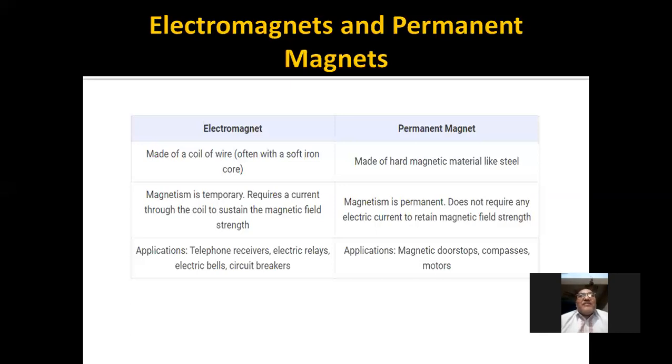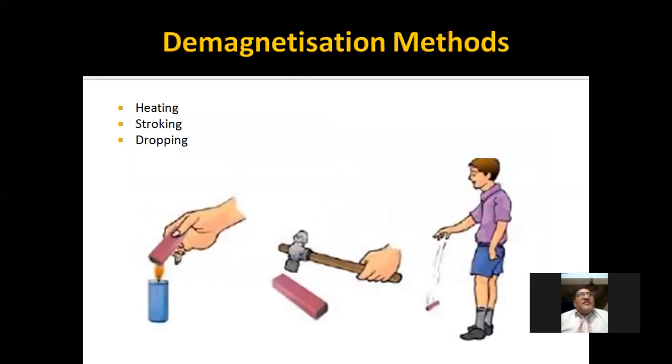The magnetic compass, which is used for navigation, also has permanent magnets. And those magnets which we use to put bills and annual report cards on the door of the fridge are permanent magnets. Magnetic door stops are also used. And okay, let's see. So here we come to another discussion.